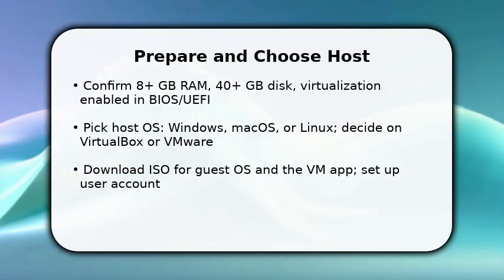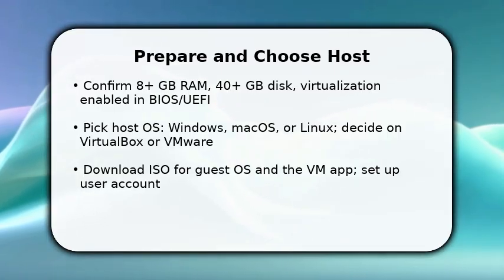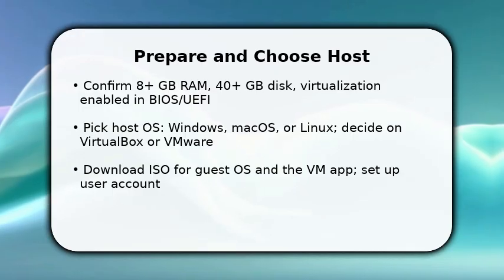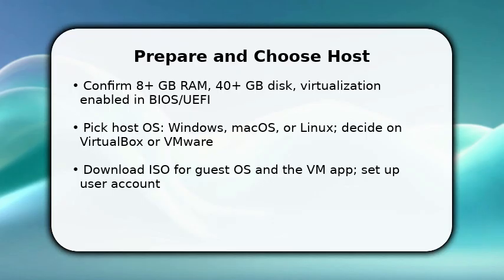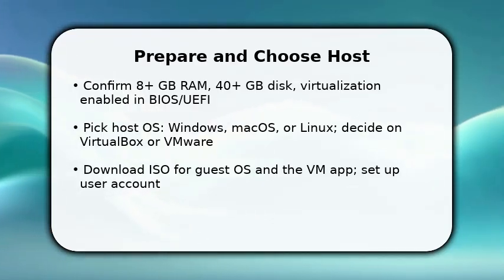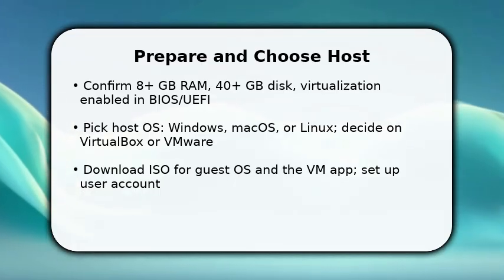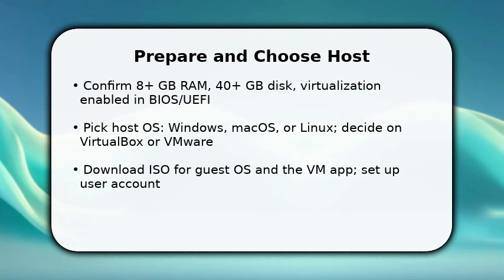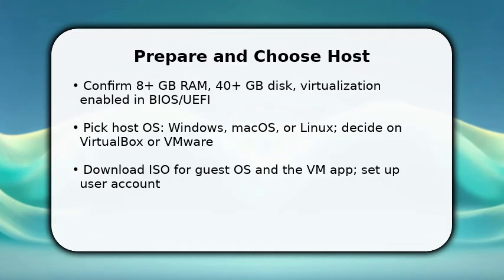You start by verifying hardware and enabling virtualization in BIOS or UEFI. That step avoids failure later. Next, choose a host OS and pick an easy VM app such as VirtualBox or VMware Workstation Player because they simplify the workflow. Download the guest OS ISO and install the VM app. Create a local user if needed. Once done, open the VM app and select New to begin creating a virtual machine with sensible defaults. I'll guide you through the allocation next.